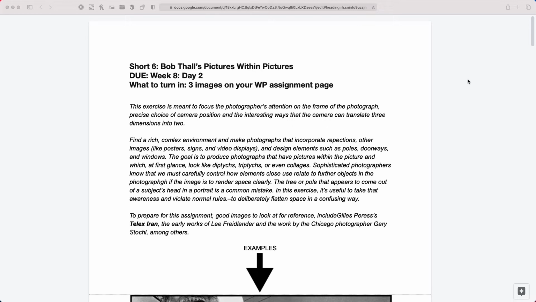This is titled Bob Thall's Pictures Within Pictures, and this is taken from an artist and educator who ran the photo program for a bit at Columbia College here in Chicago.